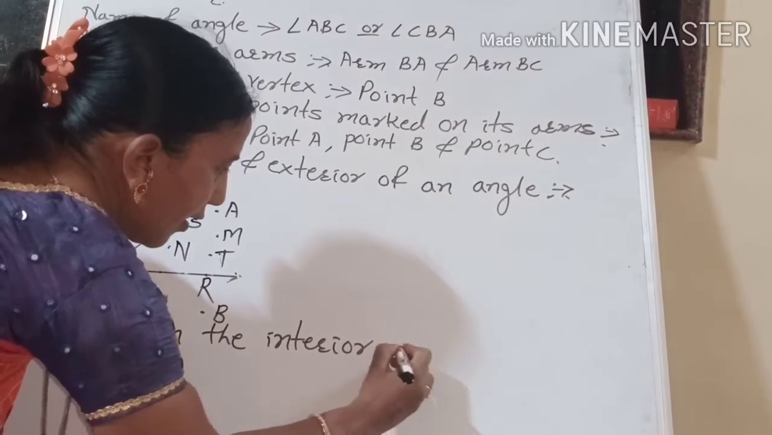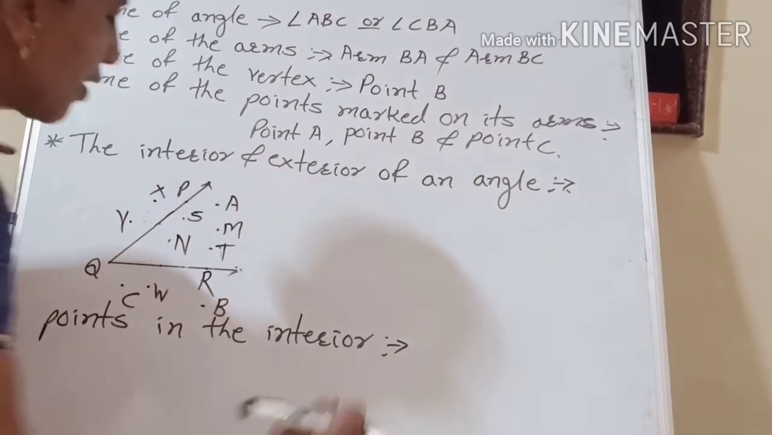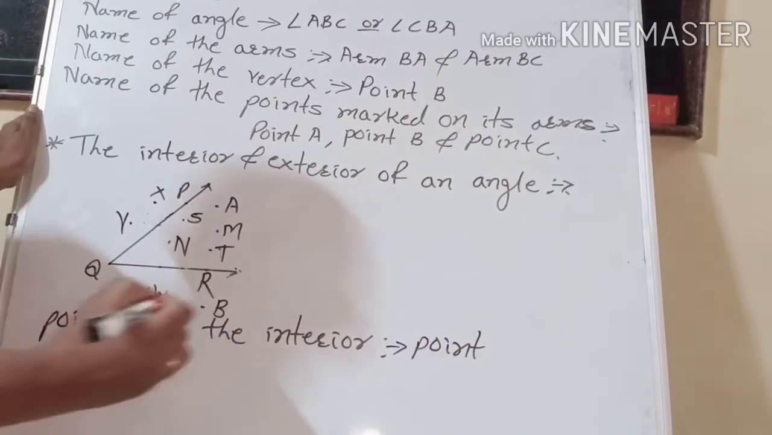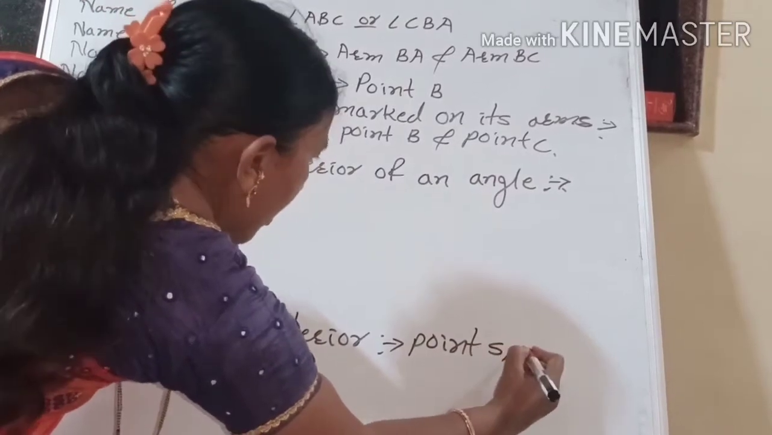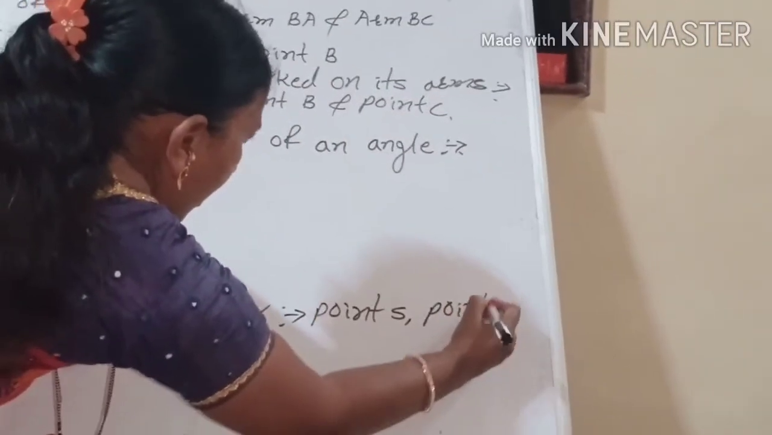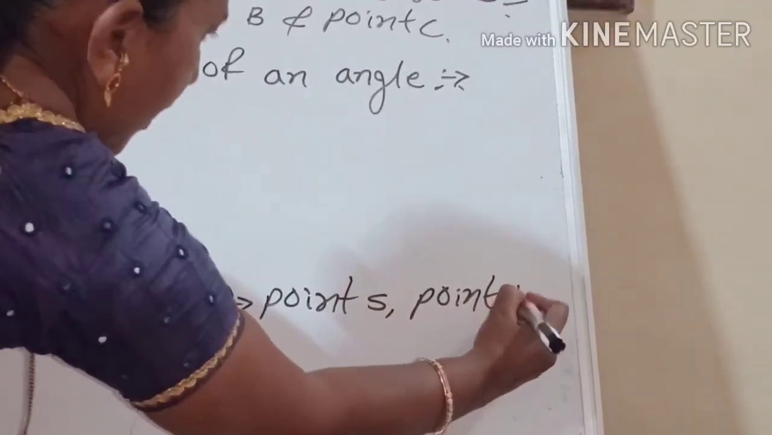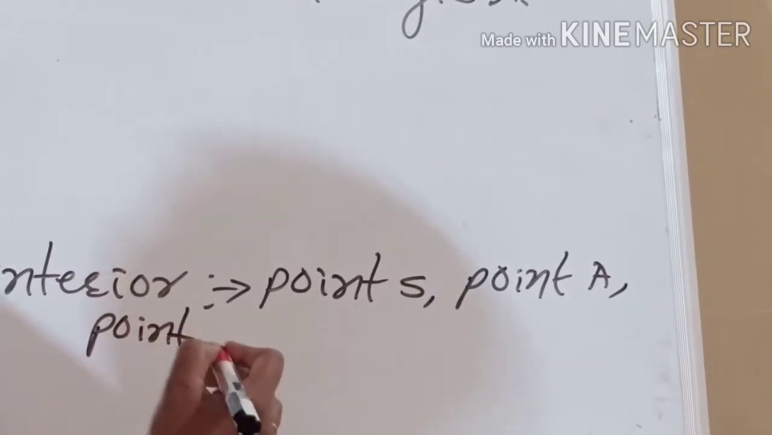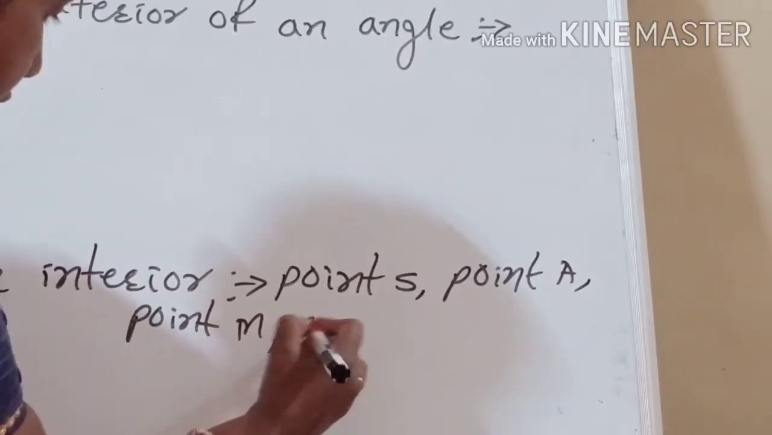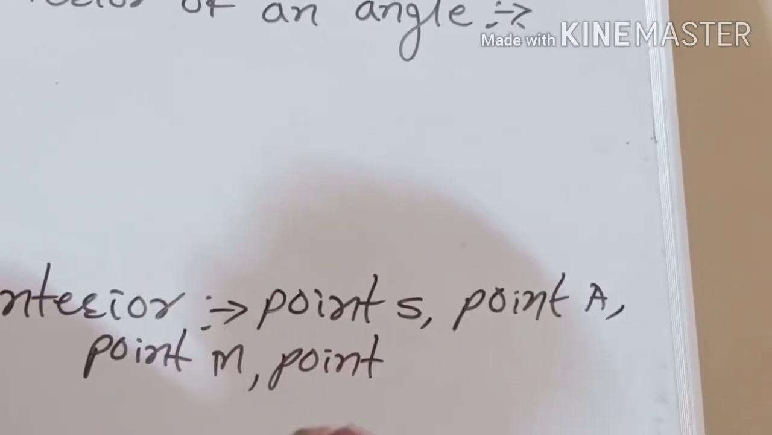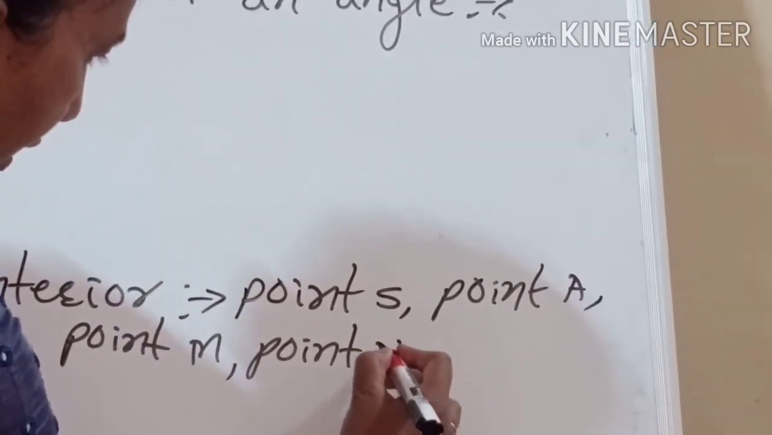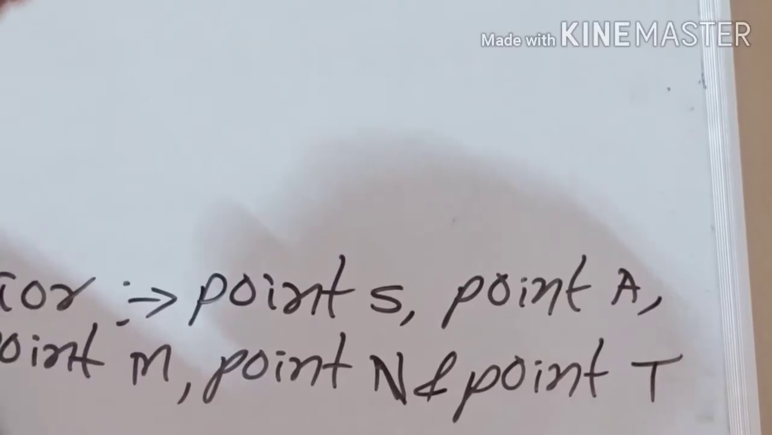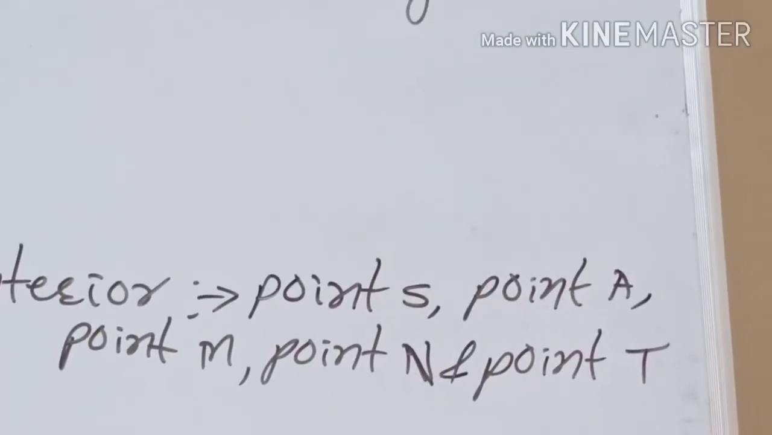Points in the interior, points. सेपरेट लिहिलं तर चालते किंवा एकत्र लिहिलं तर चालते. मी सेपरेट लिहून दाखवते. पॉइंट एस, पॉइंट ए, पॉइंट एम, point N and point T. These points are interior of the angle.